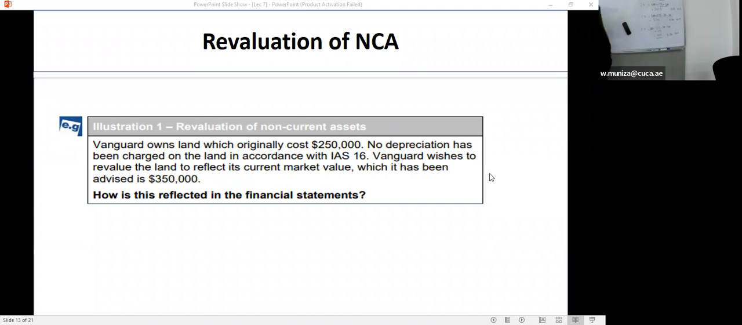Now, what is going to be happening in the financial statements? In our statement of other comprehensive income, this 100,000 is going to be recorded as the revaluation gain. On the other hand, in our statement of financial position, under the head of equity, this revaluation surplus is going to be mentioned, that is 100,000. This is how we are going to treat it in our financial statements. Cleared? Is everyone cleared? Samiha, Mariam?